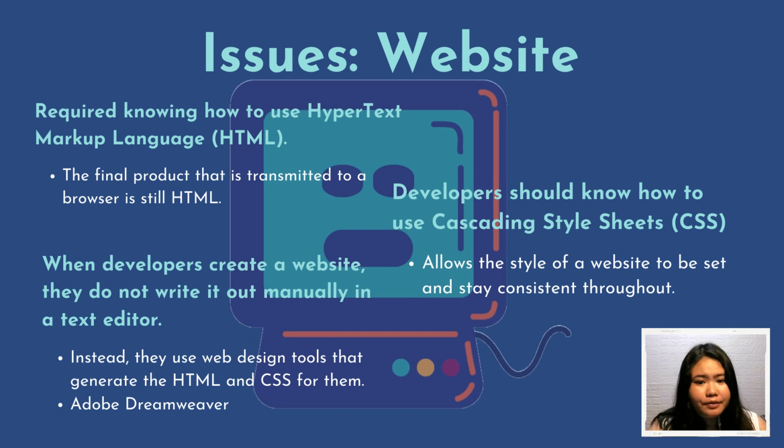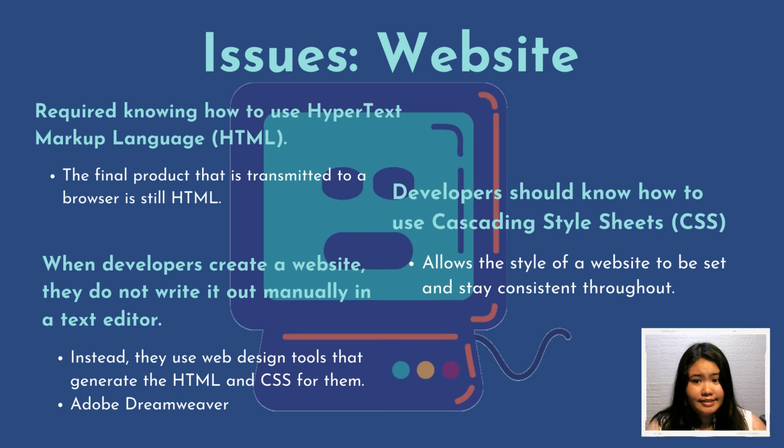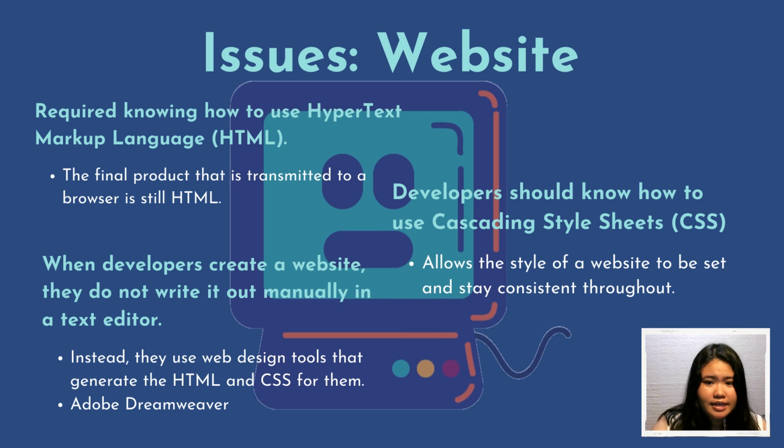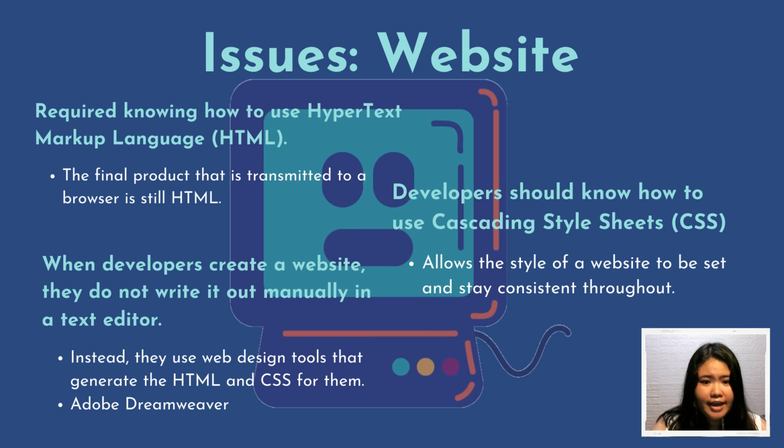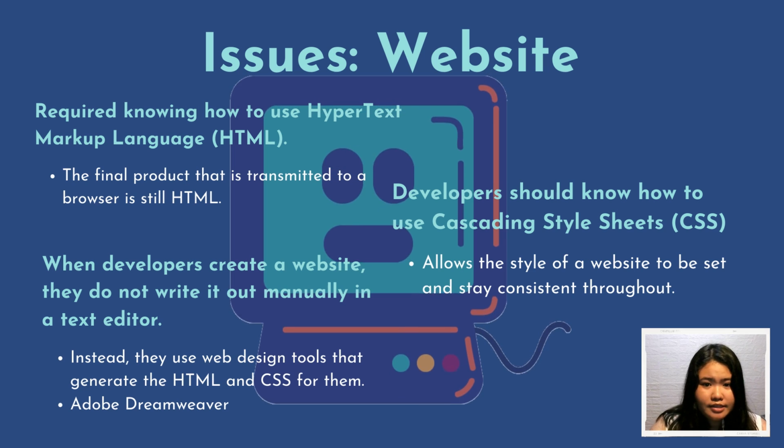Next, developers should know how to use cascading style sheets or CSS. While HTML is used to define the components of a web page, cascading style sheets are used to define the styles of the components on a page. The use of CSS allows the style of the website to be set and stay consistent throughout.